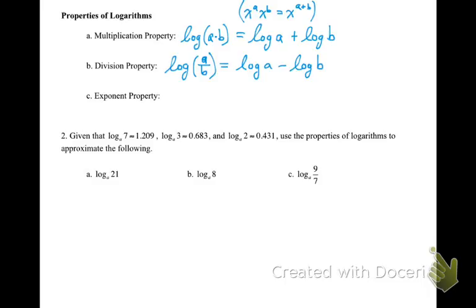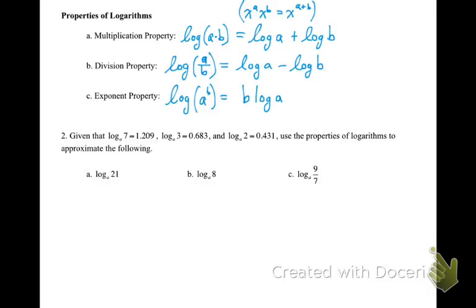And the final property is the exponent property, meaning if you have a log of something raised to some power, what you do is write it as multiplication. We're going to bring that power out front to leave us with b times log of a. And those are the three properties of logarithms that we're going to apply in number 2, and in number 3 and in number 4.